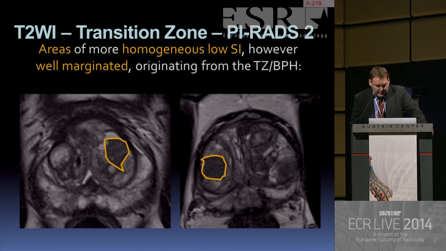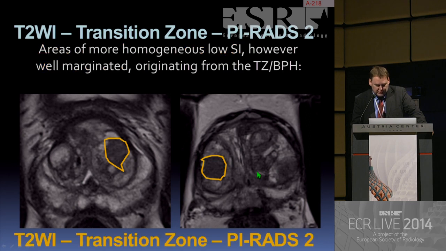PI-RADS 2. These are areas of more homogeneous low signal intensity, however well marginated, originating from the transitional zone or BPH nodules. For example, like that. If you compare this lesion with the contralateral side, you see organized chaos here. This is more homogeneous, but still well marginated.